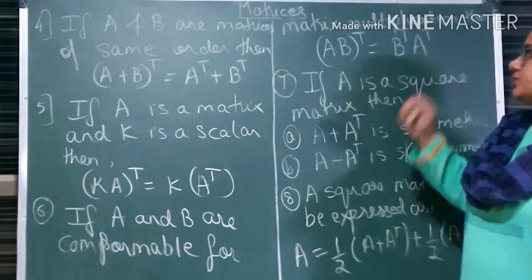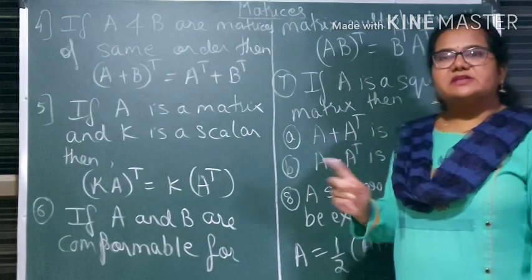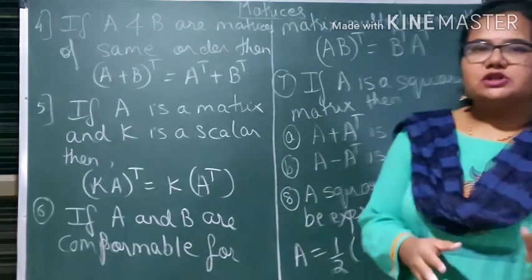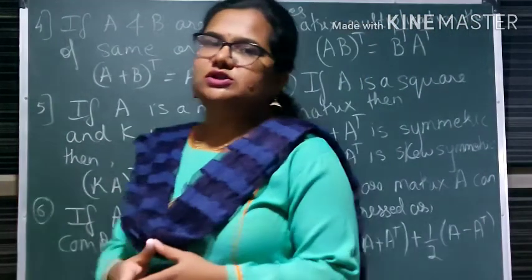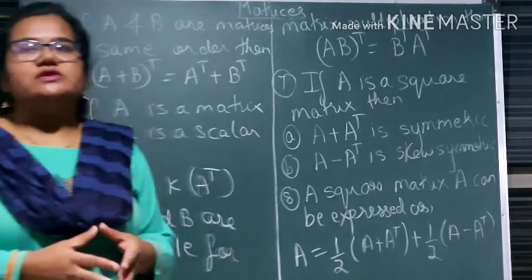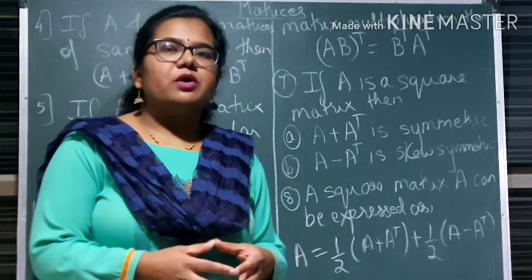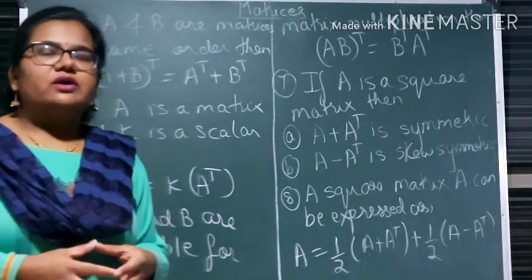A into B transpose is B transpose into A transpose. Addition of the transpose and the matrix gives you a symmetric matrix. Subtraction of the matrix and its transpose gives you a skew symmetric matrix. And you can express a matrix as the addition of a symmetric and a skew symmetric matrix. Okay, so these are the properties of the transpose of a matrix.